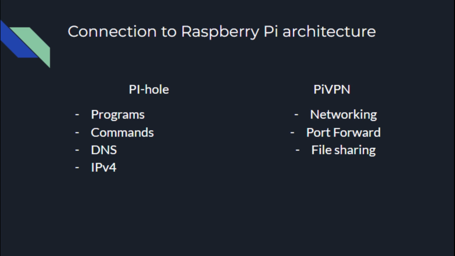PyVPN was a bit more technically challenging by expanding on the networking aspect. The main difference was port forwarding. This allows a network to connect directly to another network over the internet through a specific port. This project also requires file sharing between different devices.